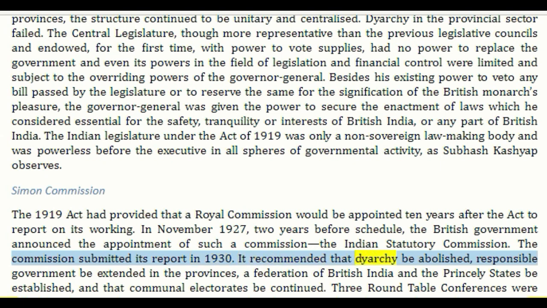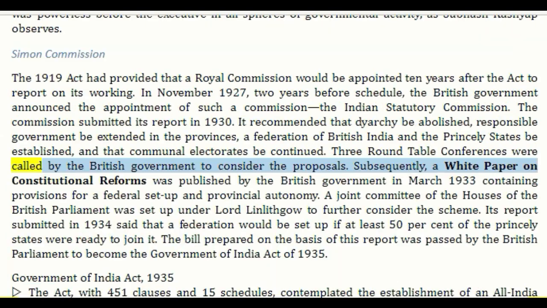It recommended that diarchy be abolished, responsible government be extended in the provinces, a federation of British India and the princely states be established, and that communal electorates be continued. 3 round-table conferences were called by the British government to consider the proposals. Subsequently, a white paper on constitutional reforms was published by the British government in March 1933 containing provisions for a federal setup and provincial autonomy.